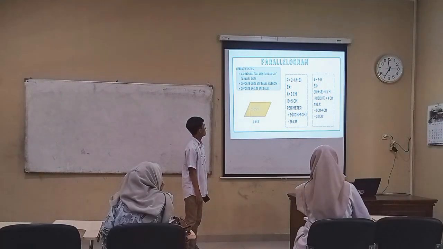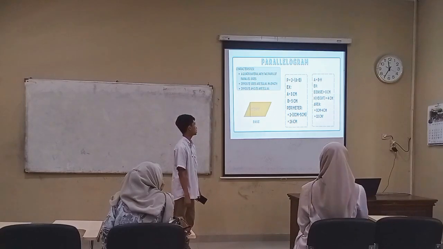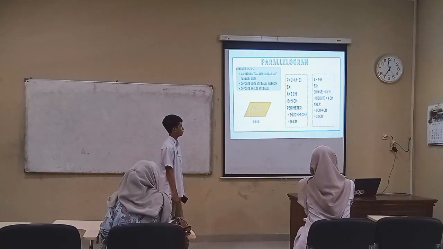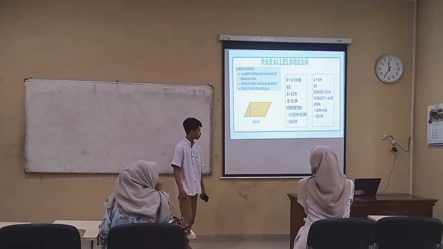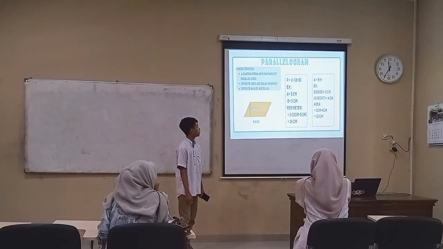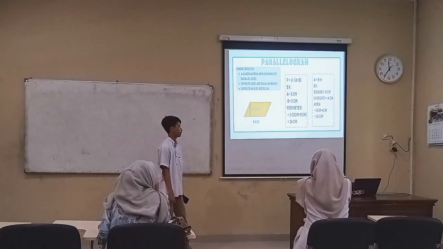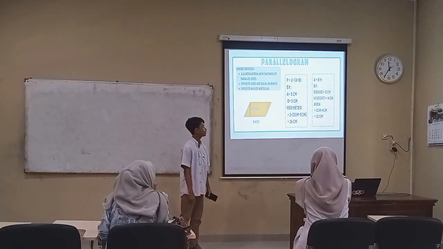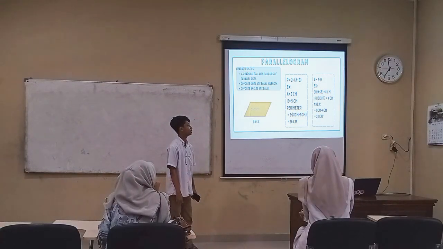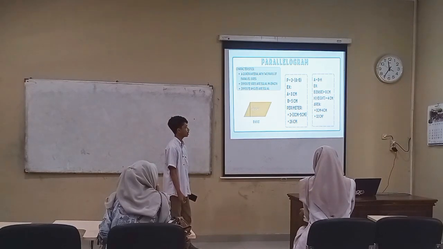For the next is parallelogram. A parallelogram is a quadrilateral with two pairs of parallel sides. Opposite sides are equal in length. Opposite angles are equal. To find the perimeter of a parallelogram, P is 2 times A plus B in bracket. For example, A is 8 centimeter, B is 5 centimeter. The perimeter is 2 times 8 centimeter plus 5 centimeter in bracket is 26 centimeter.